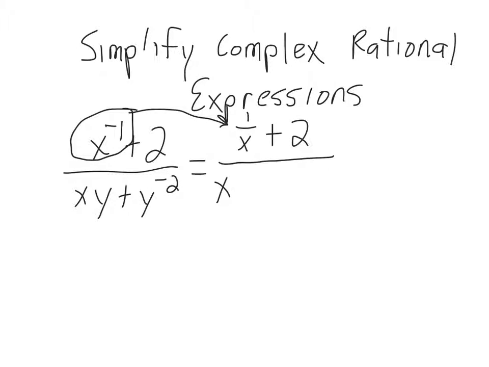In the denominator, y to the negative 2 is the same as 1 over y squared. Therefore, when I'm looking at the fractions that I have in my numerator and the fractions that I have in the denominator, I notice that there is an x in the denominator right there, and there's a y squared in the denominator. We want to use those as our least common denominator.